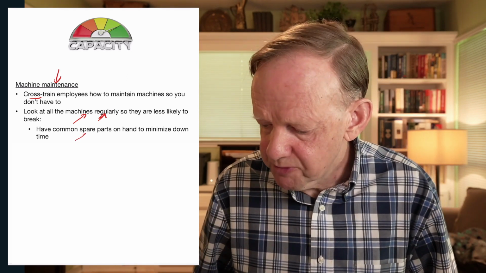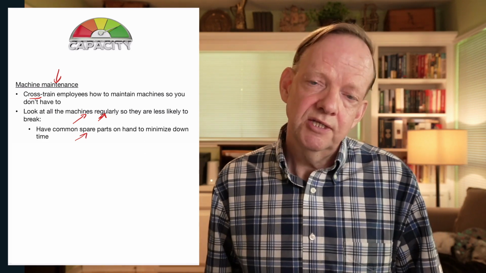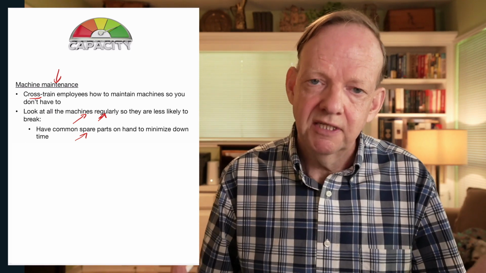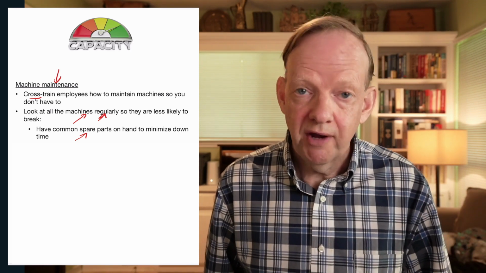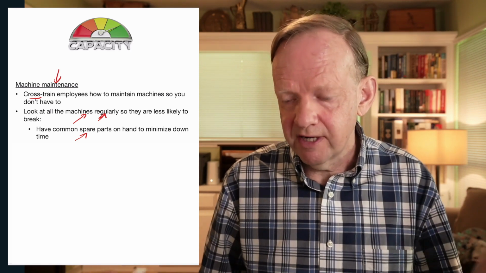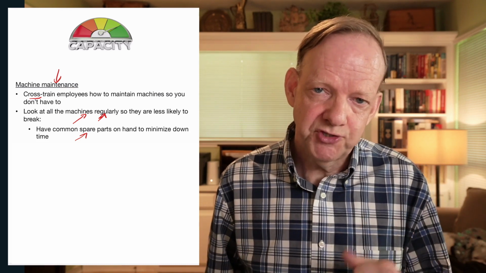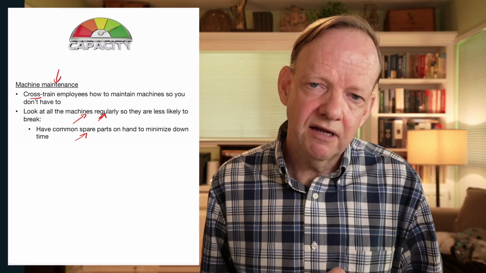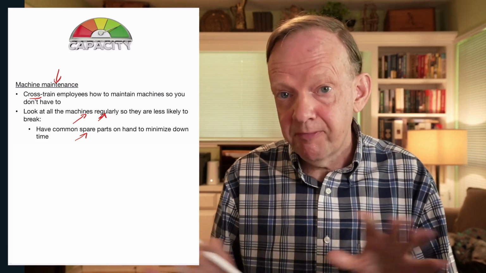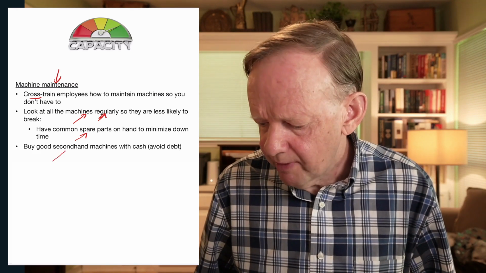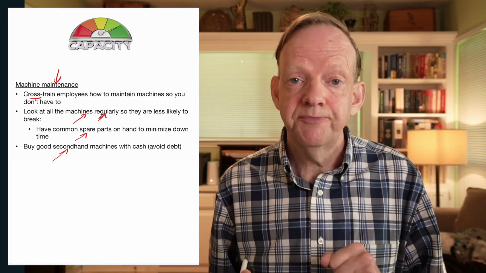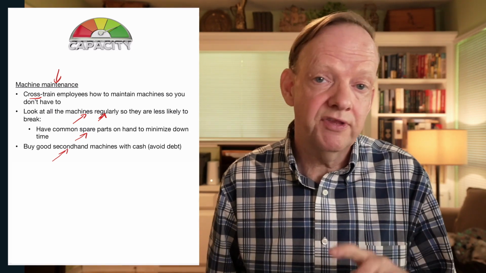Do you have common spare parts stacked up somewhere? So if it does break, you can quickly replace the spare part and keep on going. Or do you have no spare parts that you know are going to break, and therefore there's a major delay? So can you be proactive on some of the chronic and regular items that are going to break and be prepared for those? And can you buy second-hand machines that are actually equally good, maybe with cash, that could be replacing some of the old stuff?